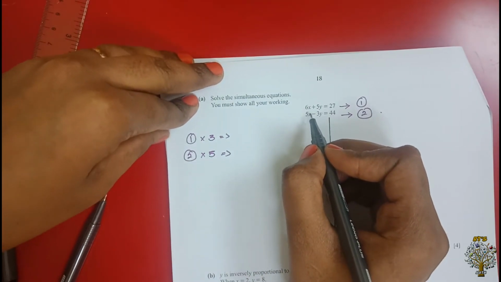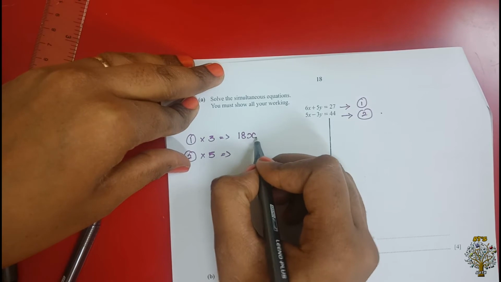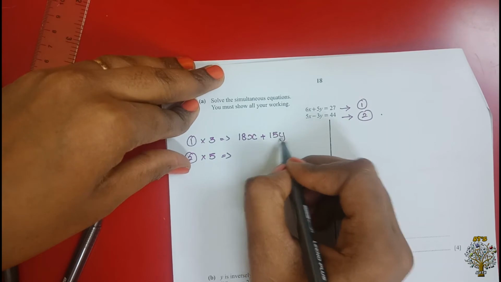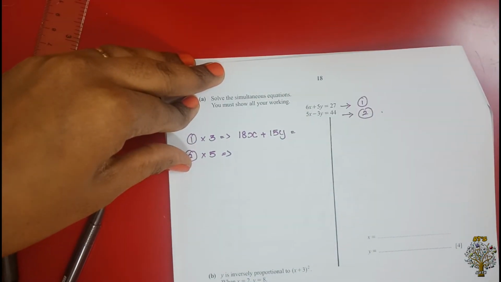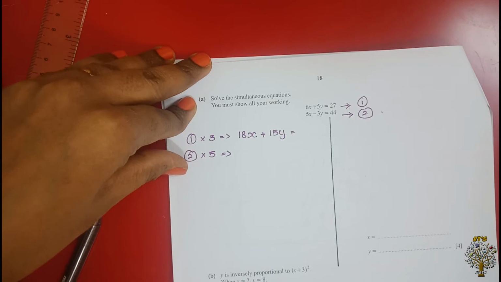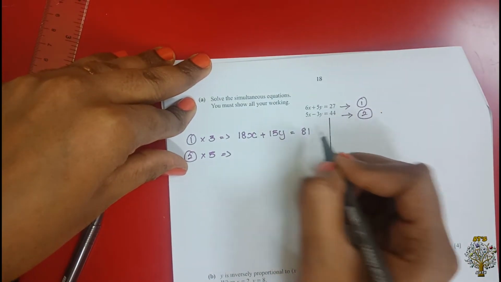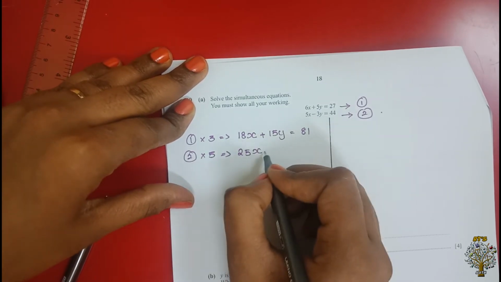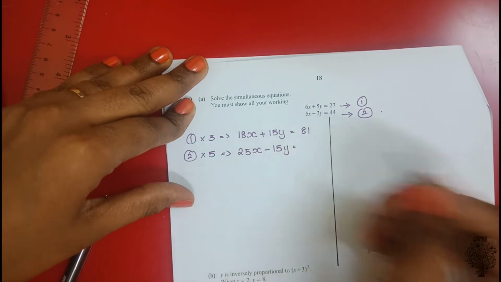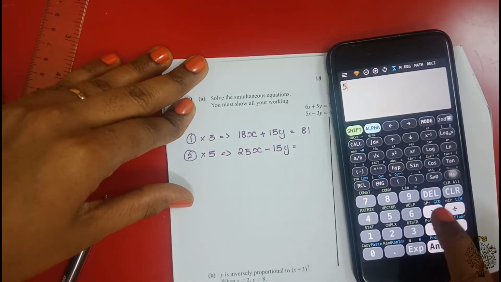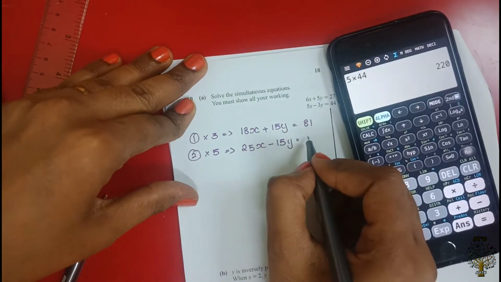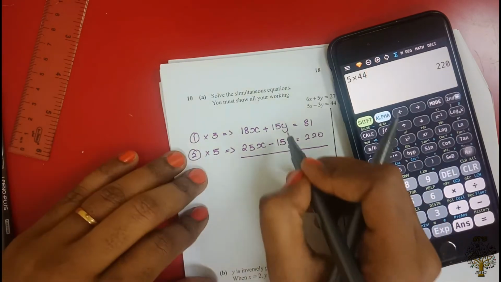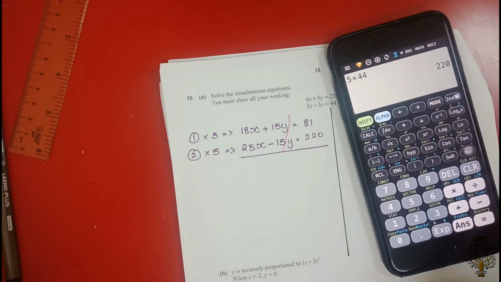Okay, when you multiply 3 with 6, it is 18x plus 5 times of 3 is 15y, which is equal to 27 multiplied with 3. That gives me 81. Okay, now the same way, 5 multiplied with 5 is 25x, 5 multiplied with 3 is 15y, and 5 times of 45. Okay, 5 times of 45 is 220.